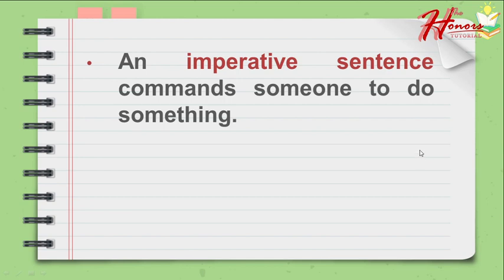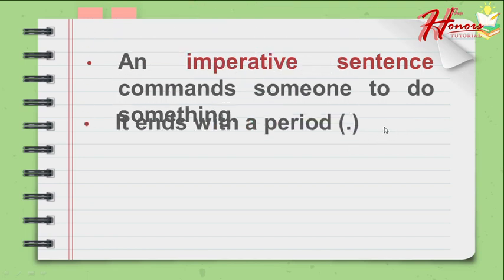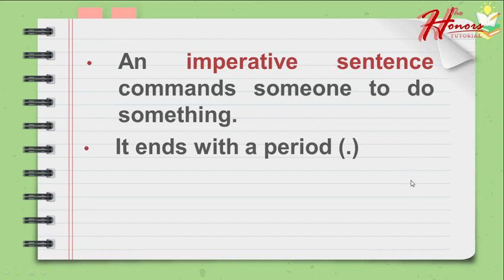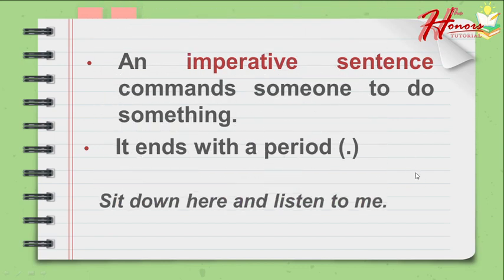And since, just like in a declarative sentence, you are commanding someone to do something, what do you think is the punctuation that you need to use? Okay, very good. You also need to use a period or a full stop. For example, sit down here and listen to me. So this sentence, as you analyze it, you are commanding someone to sit down and to listen to you or to the speaker. So since this is an imperative sentence, you need to use a period at the end of it. Again, the keyword when we say imperative sentence, it is very good, a command.